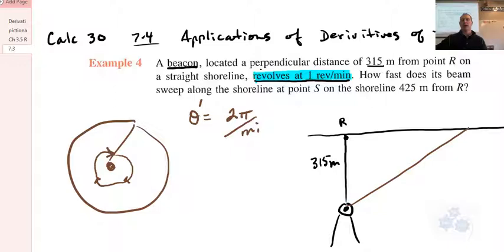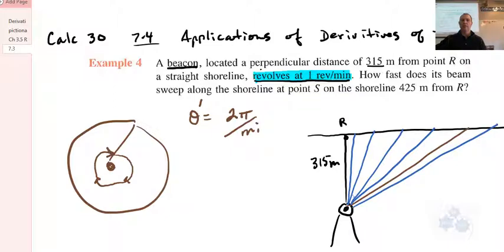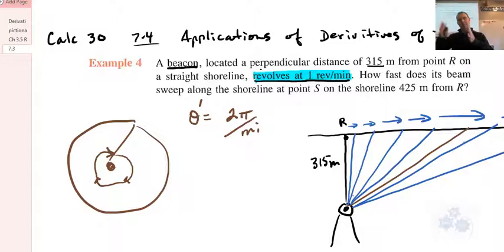So the beam of this light, how fast does it sweep along the shoreline? What you have to understand is that as this beacon rotates, the beam of light is sweeping along the shoreline, and it's getting quite a bit faster as the beacon turns. It moves from here to here, then from there to there, then a bigger jump, bigger. So it's actually changing speeds in reference to the shoreline.